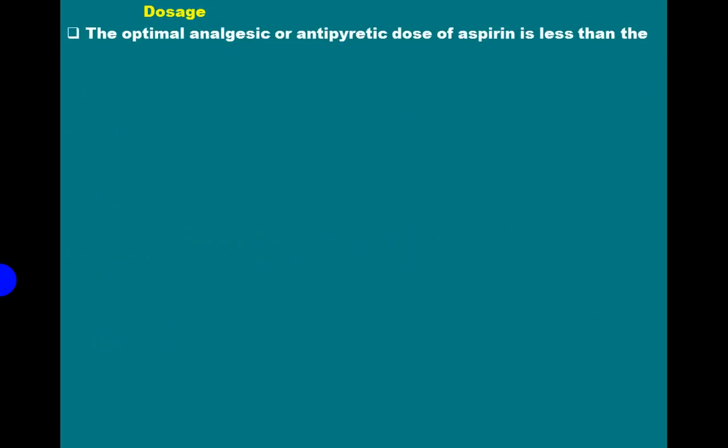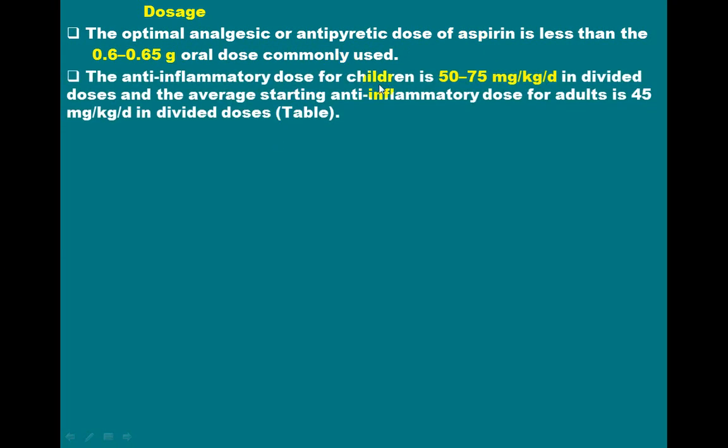What about the dose of aspirin? The optimal analgesic or antipyretic oral dose of aspirin commonly used is 0.6 to 0.65 gram, while in children it is 50 to 75 milligram per kg per day in divided doses, and the average starting anti-inflammatory dose for adults is 45 milligram per kg per day in divided doses, as mentioned in the previous table.